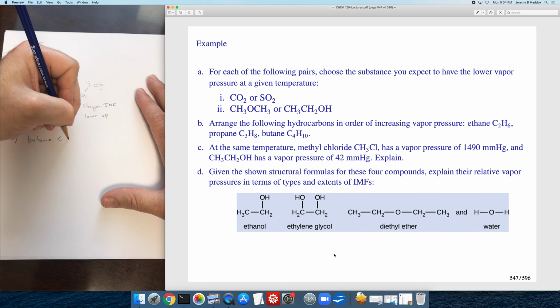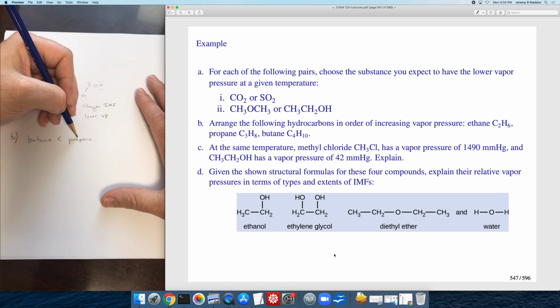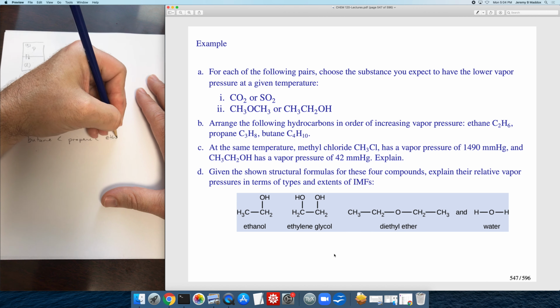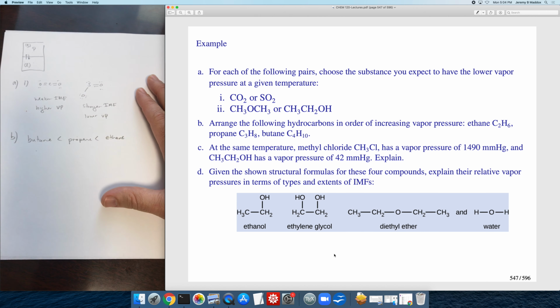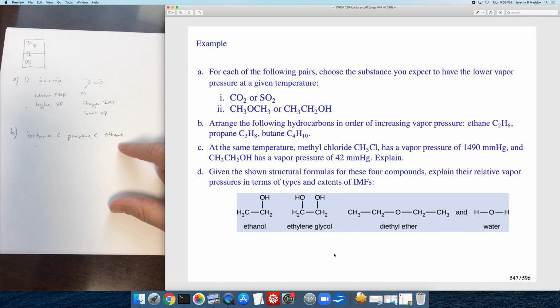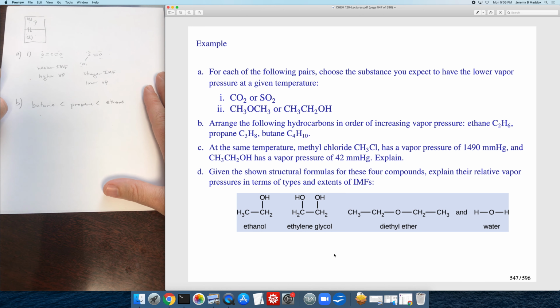That's going to be followed by the propane, which is in between, so it's going to have a moderate vapor pressure. And then the highest vapor pressure is going to be from the ethane, because it is the smaller of the molecules. It's smaller, so it has weaker intermolecular forces. That means it's going to be easier to vaporize. So in terms of vapor pressure, the ethane is going to be the largest, and the butane is going to be the smallest. Looking at part C, they give us two molecules.